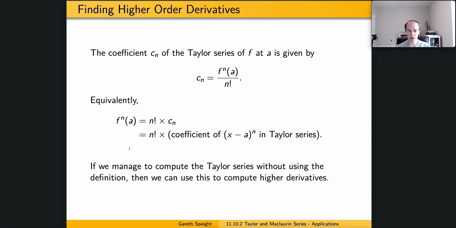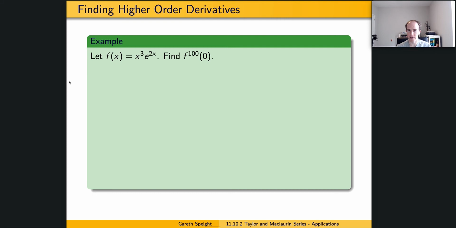So for example, let f of x be x cubed e to the 2x. Let's try to find the 100th derivative at 0. And you could maybe just start differentiating, find f prime and f double prime, and maybe there'll be a pattern, or maybe it'll be kind of hard to recognize. So it looks like quite a challenging problem. But it's easier if we just start off by finding the Maclaurin series for x cubed e to the 2x. So since we're finding the derivatives at 0, we should look at the series which is centered at 0. So we're going to look for the Taylor series centered at 0, the Maclaurin series.